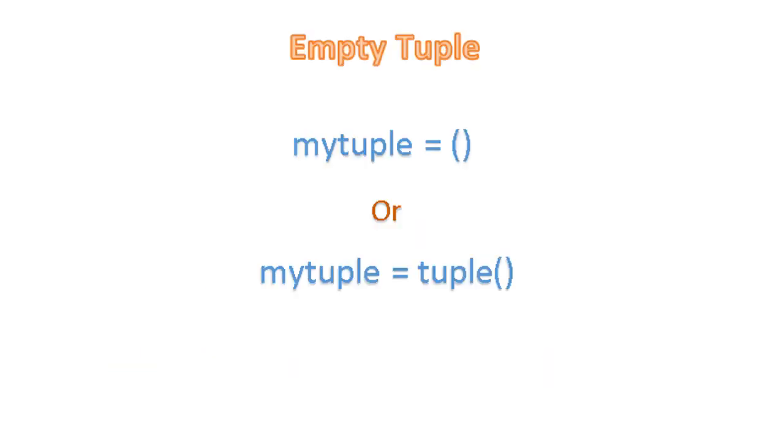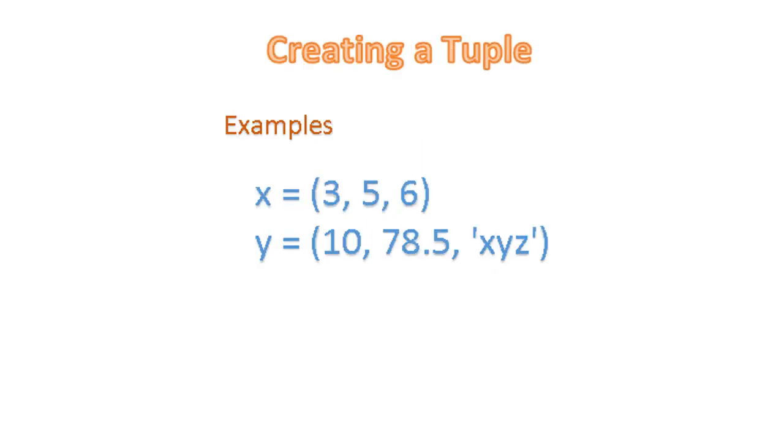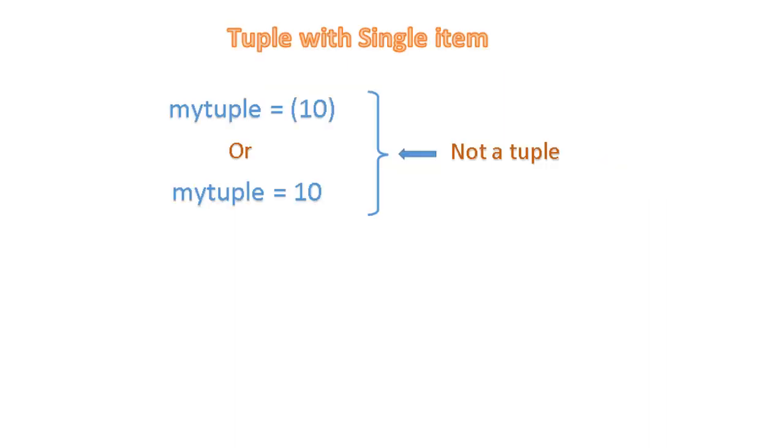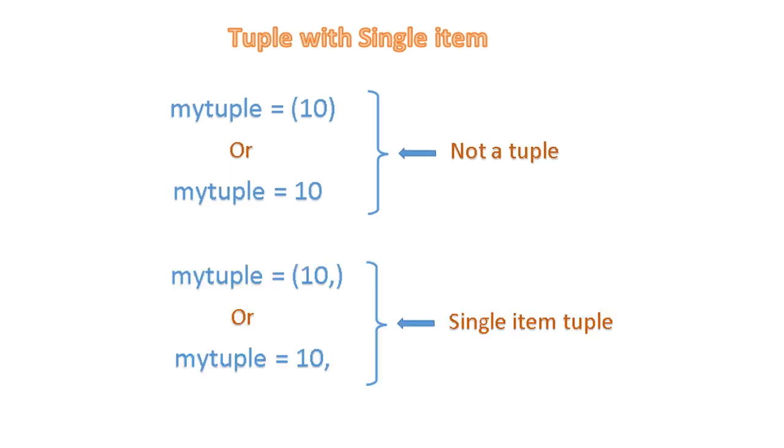We can create an empty tuple using an open-close round bracket or using the tuple function. These are the examples of creating a tuple. A tuple can also be created without using parentheses. This is known as tuple packing. However, tuple packing is not applicable for a single item. A tuple with a single item cannot be created by enclosing it in round brackets. So to create a tuple with a single item, we need a trailing comma to indicate that it is in fact a tuple.